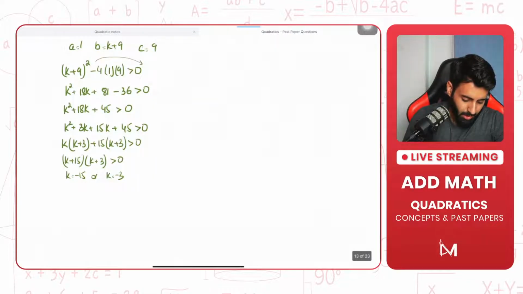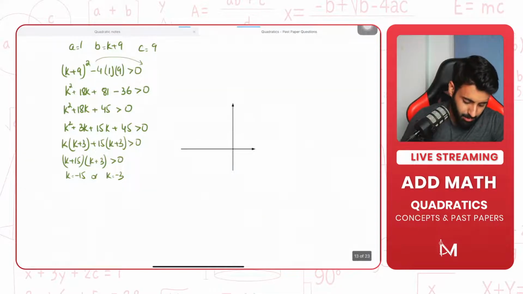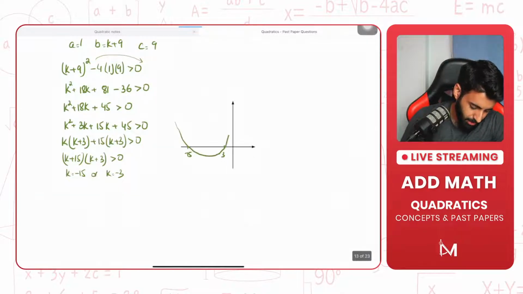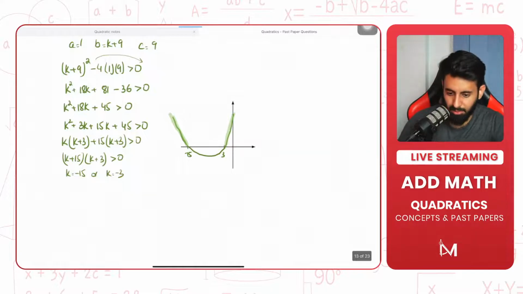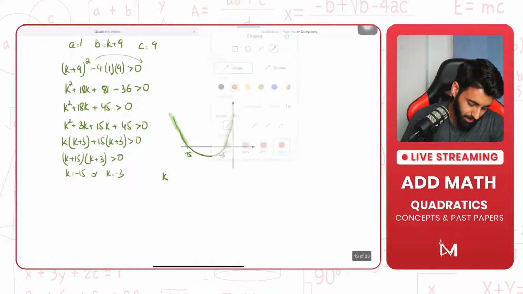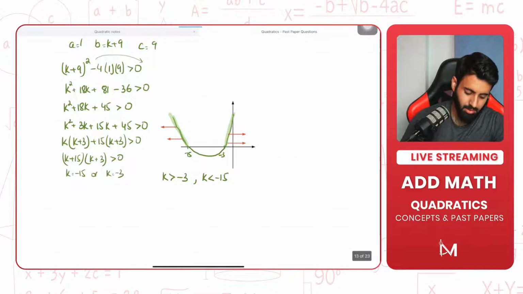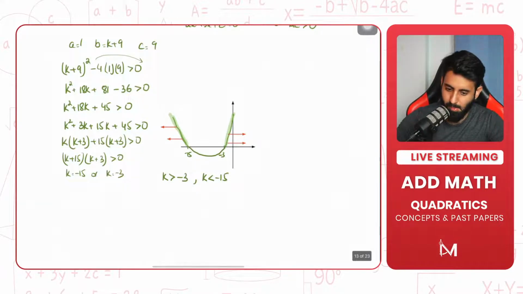Now remember, we had to solve a quadratic inequality and not a quadratic equation. So we have two intercepts, minus 3 and minus 15. So this is what we're looking at. And we have to solve this for greater than 0. That means we want the range of k for which the curve is above the horizontal axis. So since we're on the right side of minus 3, that means k is greater than minus 3. And since we're on the left side of minus 15, that means k would be less than minus 15. And there you go. That's the answer.